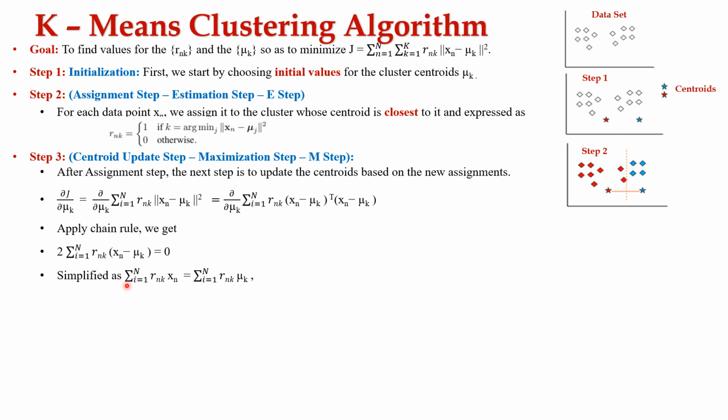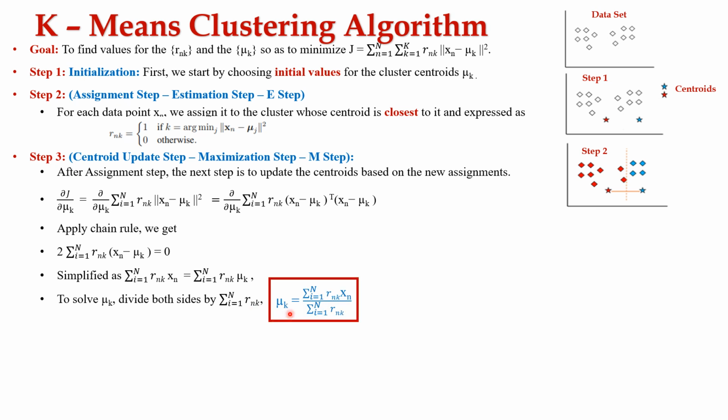By simplifying this, we get the value summation i equals 1 to n r nk xn is equal to summation i equals 1 to n r nk mu k. So we are simplifying this term and we are getting this value. In order to solve for mu k, we divide by summation i equals 1 to n r nk on both sides. Now we get the value for mu k.